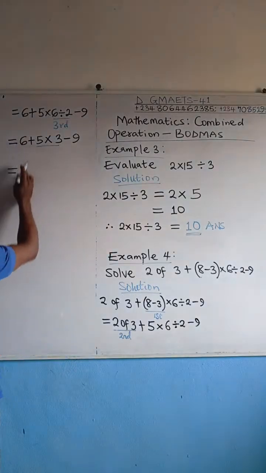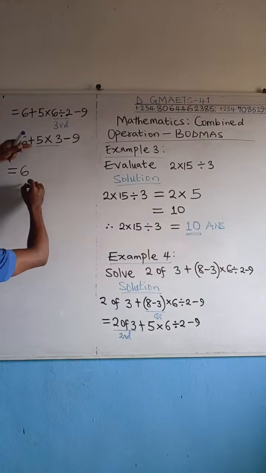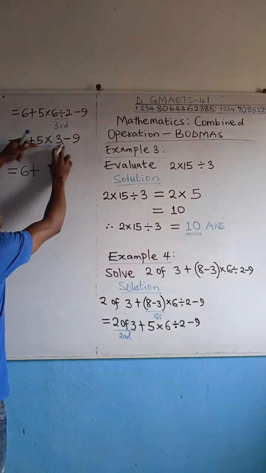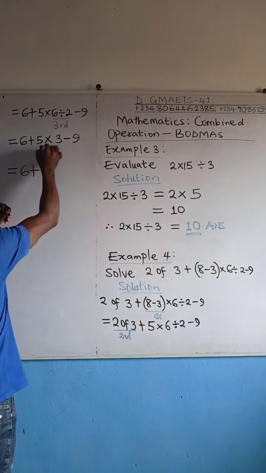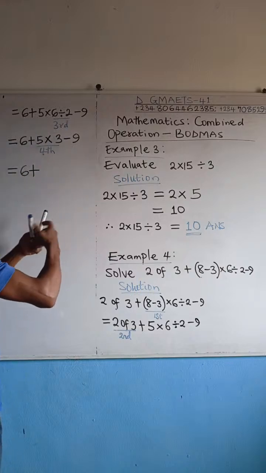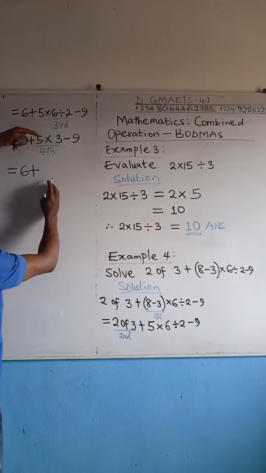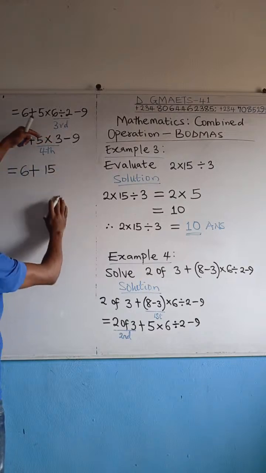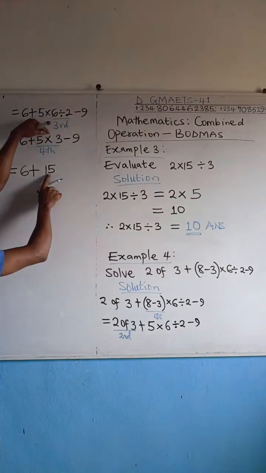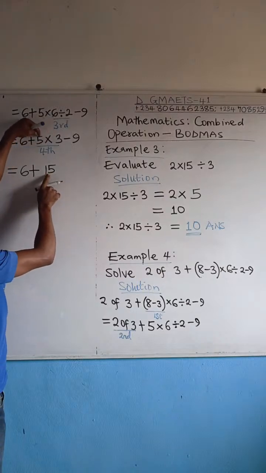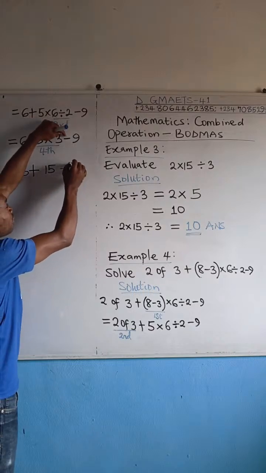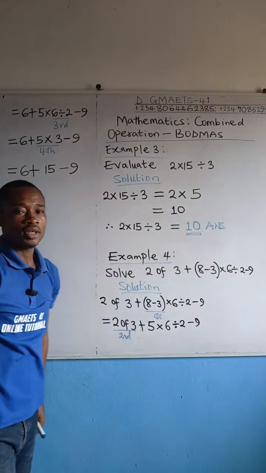Which means I'm going to bring down this 6 the way it is, bring down this plus the way it is, then I will work on 5 times 3. This is the fourth thing to do. 5 times 3 will now produce 15. Fix 15 here. This 5 times 3 has been replaced with 15 because that's its value. After this, you meet minus and then you bring down 9.